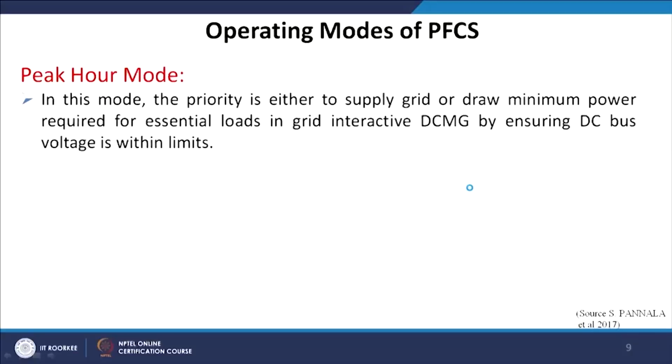Now, there are different operational modes. If you look into the peak hour mode, in this mode the priority is either to supply the grid or draw the minimum power required for essential loads in a grid interactive DC microgrid, by ensuring the DC bus voltage is within its limit.